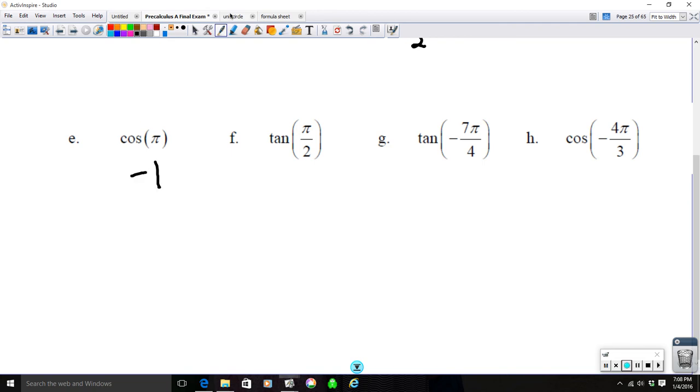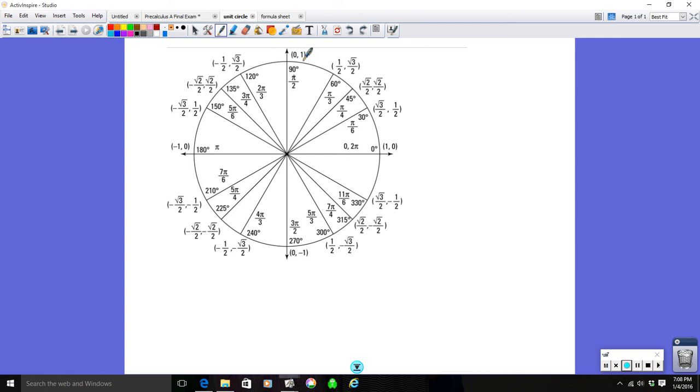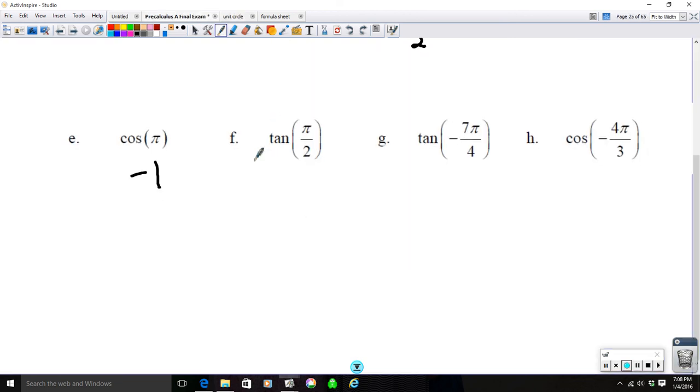Tangent of pi over 2. So you go to pi over 2. Tangent is sine over cosine. So it's 1 over 0. And 1 over 0 is undefined.